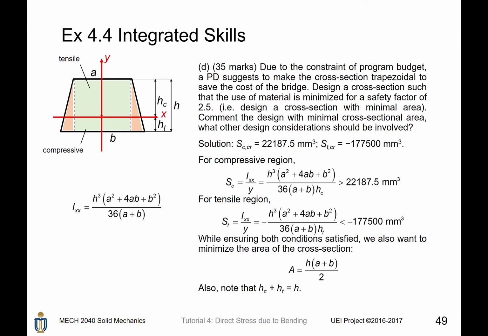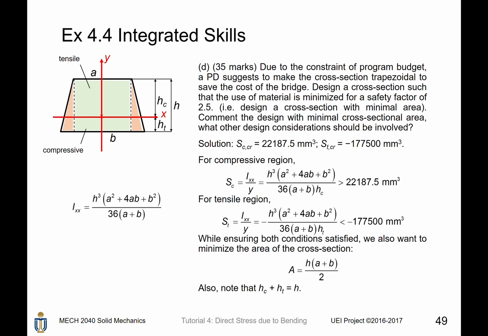So now for the compressive region, the section modulus should be greater than this value, while for the tensile region, the section modulus should be less than this value. That is, we want the section modulus to have higher magnitude. If we set the section modulus to be greater than this value, then it should have a magnitude greater than this. Similarly, for the negative section modulus, if I say I want this section modulus to be less than a negative number, that means I want this section modulus to have a magnitude greater than this one. This is how we can strengthen the cross-section properties.